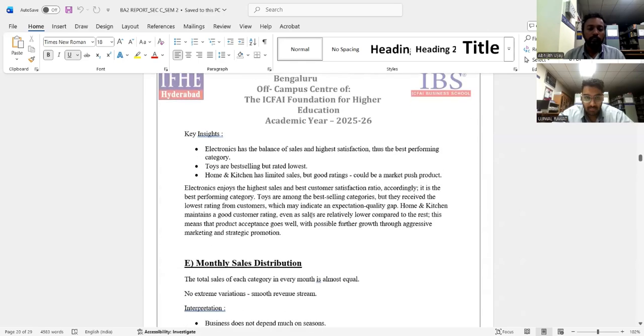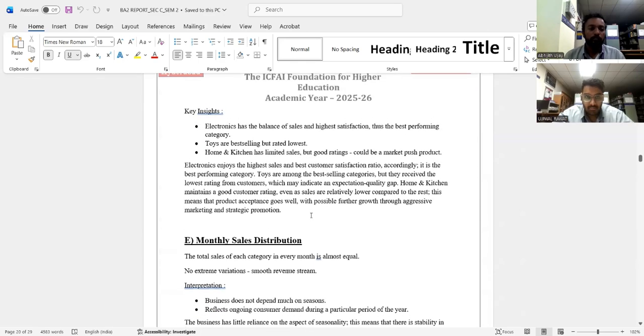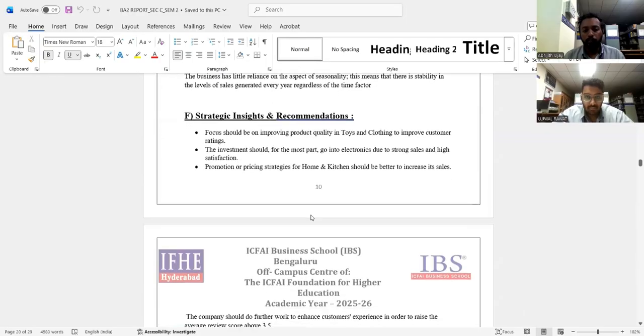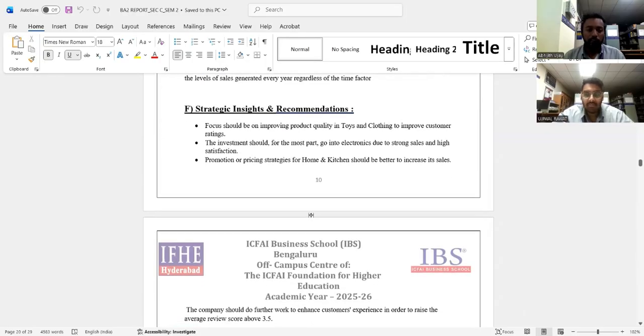Next is strategic insights and business recommendations. Based on the dashboard analysis, improve product quality in toys and clothing to raise ratings, then increase investment in electronics as it delivers both sales and satisfaction, enhance marketing and pricing strategies for home and kitchen, aim to raise overall customer satisfaction beyond 3.5 plus rating.